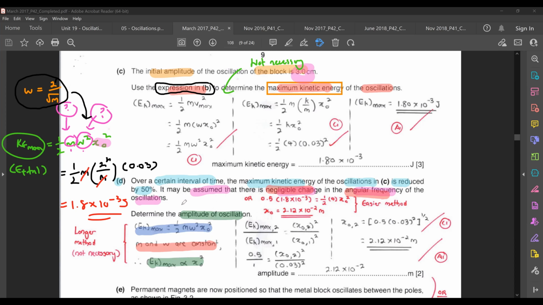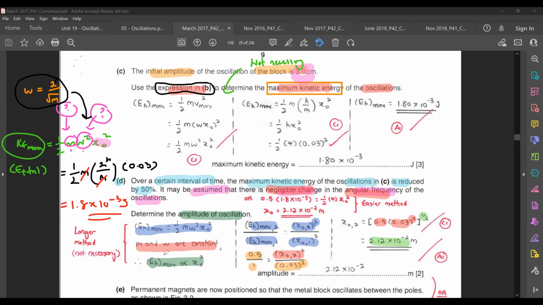So if you want to find out the new amplitude of oscillations, you can say that KE max 2 to KE max 1 is equal to amplitude 2 squared over amplitude 1 squared. So KE max 2 is actually half of the original one, so it's 0.5 over 1. And then your original amplitude was 3 centimeter, change it to meter, it is 0.03 squared. What you want to find is the new amplitude. Okay, so you solve this equation here: 0.5 times 0.03 squared and then square root it. You will get your answer as 2.12 times 10 power minus 2 meter.